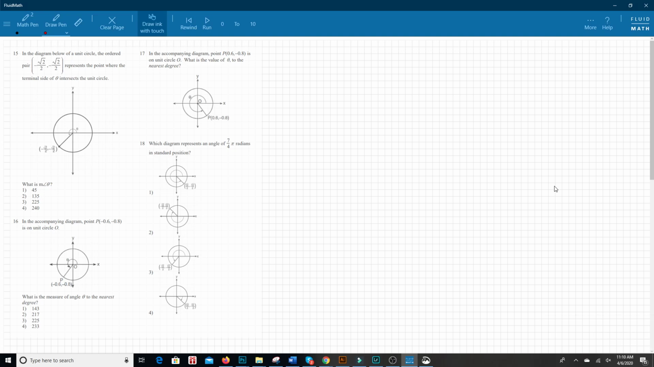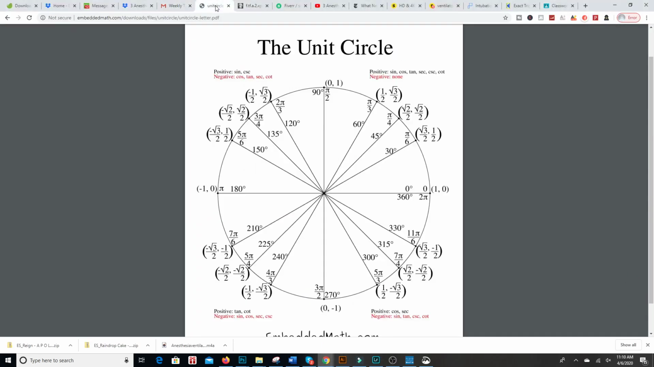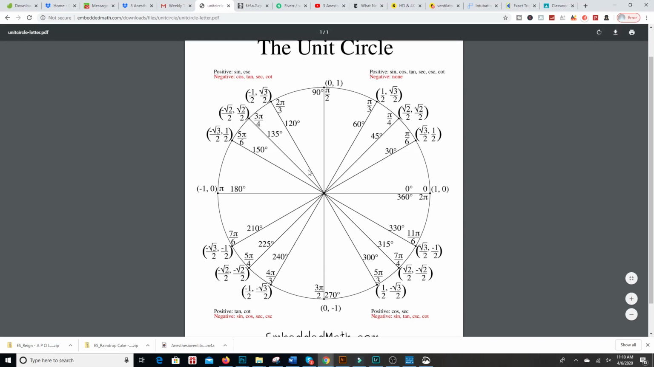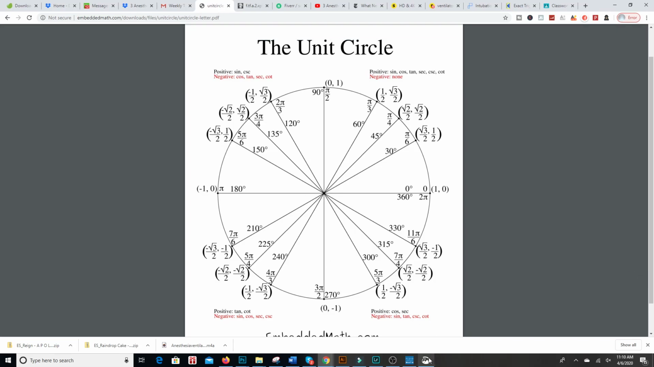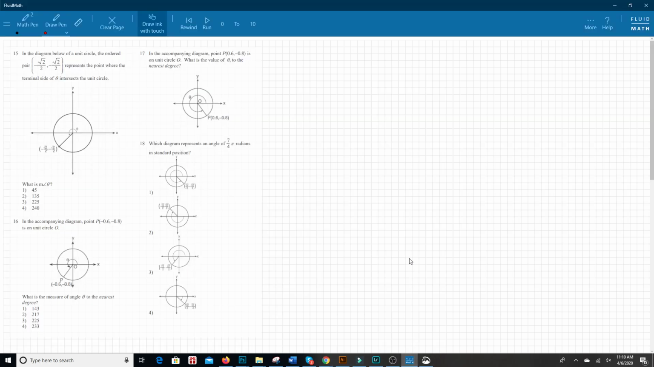Let's continue these questions. This was part of the sheet that I assigned to you guys last week. Let me know if you have any questions on this. This references a unit circle once again. Unit circle is our friend. Let's learn to love it and know it. All right, so let's go to question 15. It says, in the diagram below of a unit circle, the ordered pair negative radical 2 over 2, negative radical 2 over 2 represents the point where the terminal side of theta intersects the unit circle.